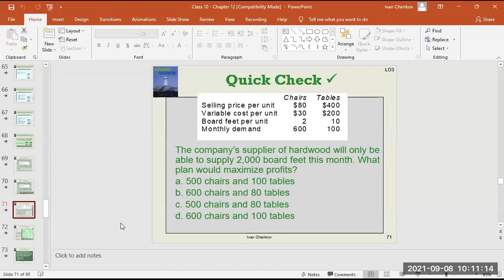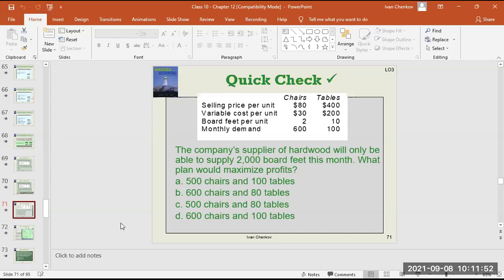The company's supplier of hardwood will only be able to supply 2,000 board feet per month. What should be our plan to maximize the profit? As we already said, for board feet, we have to chase the product that provides the highest contribution margin per board foot. And we already established that the chairs provide it. So we have to satisfy the demand for the chairs first. So we're going to produce those 600 chairs. The question is how many tables we can produce.